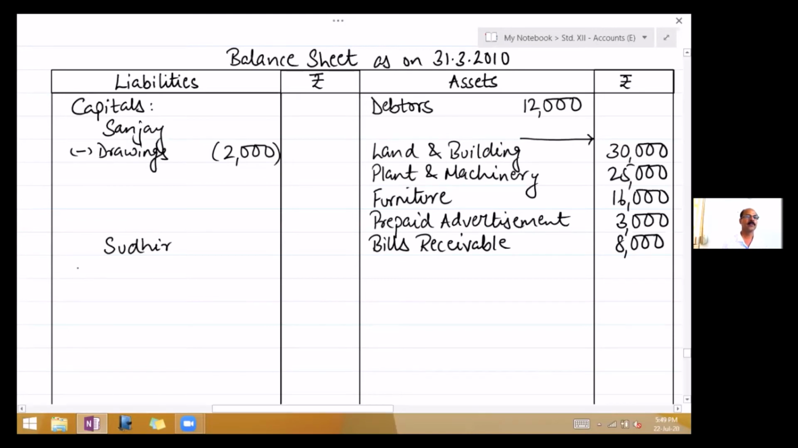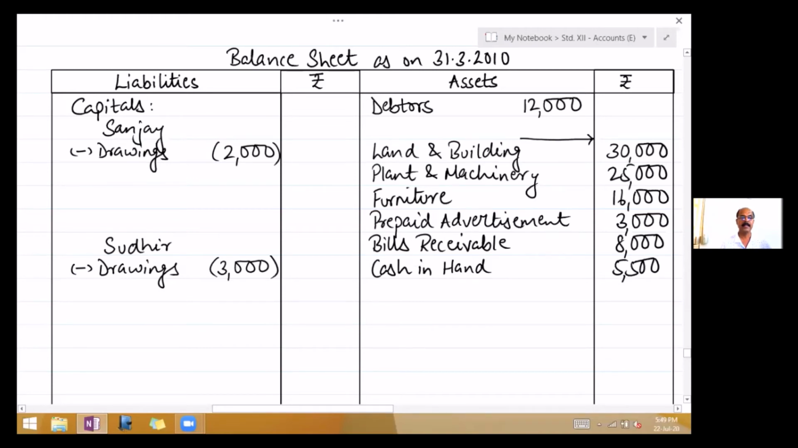Same thing for Sudhir's drawings, minus drawings, and the amount is 3,000. This also you can put in the bracket. Only those who are prone to forgetting need to do it; those who are confident that they will not forget to deduct don't have to put a bracket. But to be on the safer side, put a bracket. Next, cash in hand, show on the asset side, 5,500.